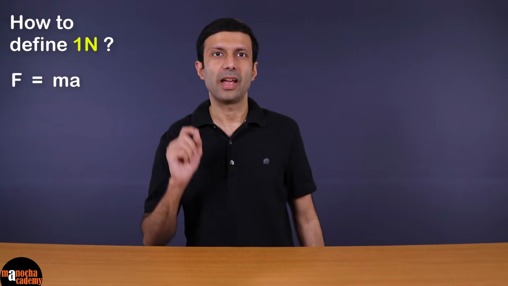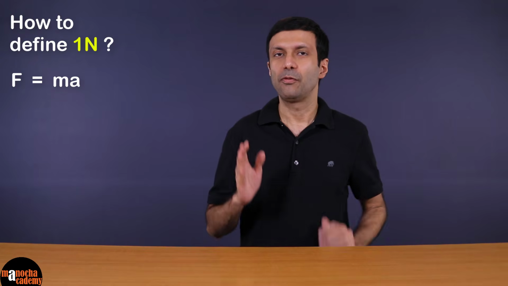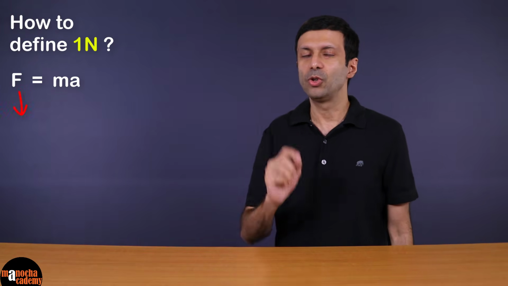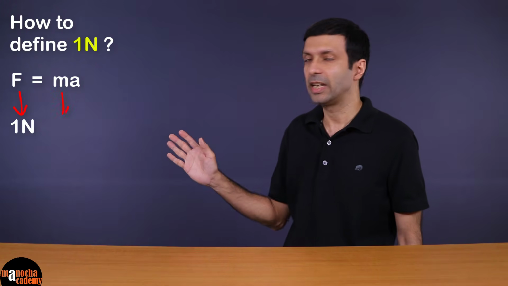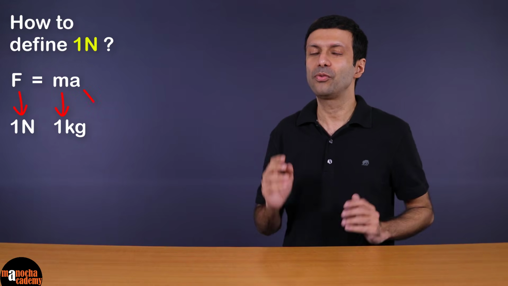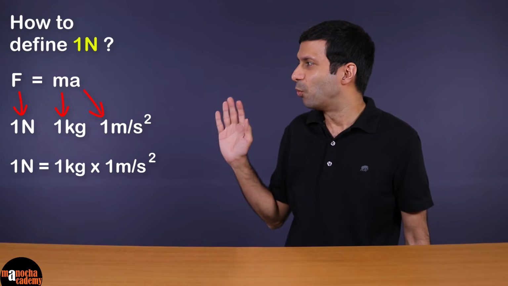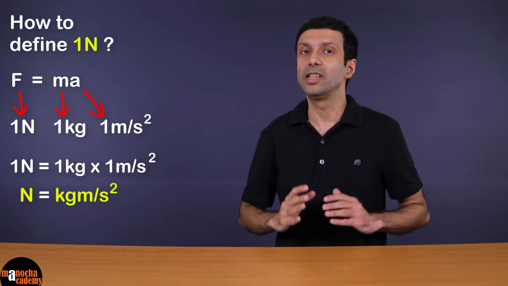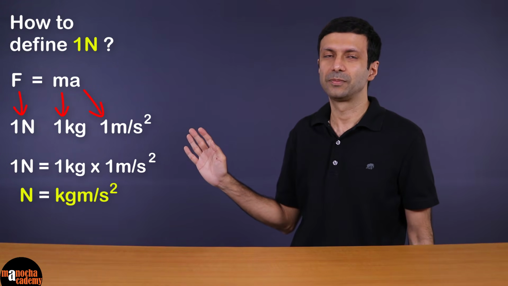How can we define 1 Newton based on the formula F equal to ma? It's really easy. If you look at the formula F equal to ma, 1 Newton is the force that needs to be applied on a body of mass 1 kg to give it an acceleration of 1 meter per second square. So 1 Newton equals 1 kg into 1 meter per second square. Or the unit Newton is basically kg meter per second square.